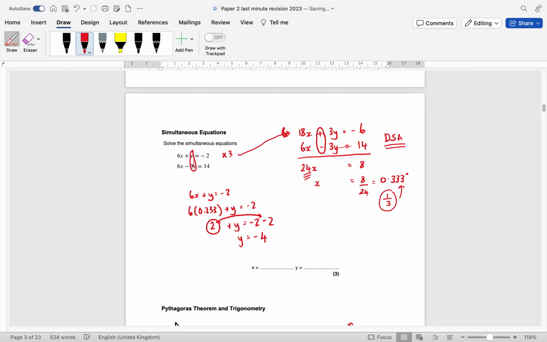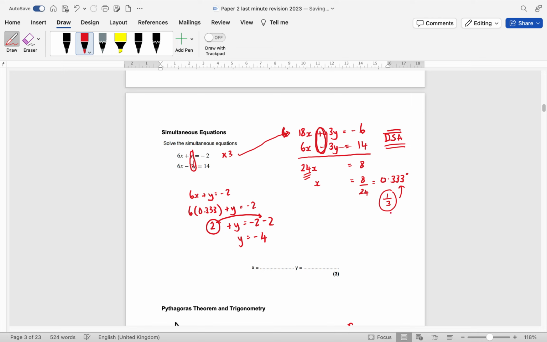Then I've looked at the signs. Once the y's are the same, I've got a plus and a minus. They are different signs, so I will add. 18 add 6 is 24x, and minus 6 add 14 is 8. So starting at minus 6 and adding 14, you get 8. x is not 24 divided by 8. x is 8 divided by 24. When I put that into my calculator, I got the answer a third.